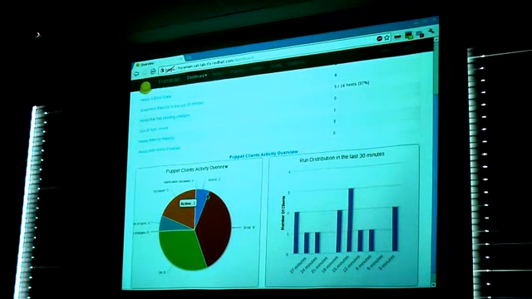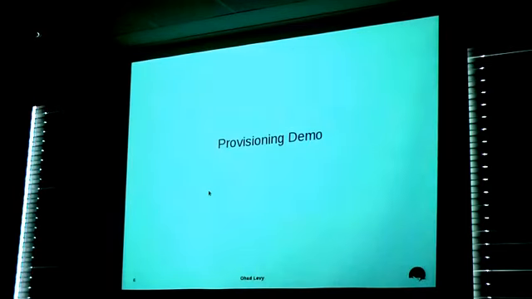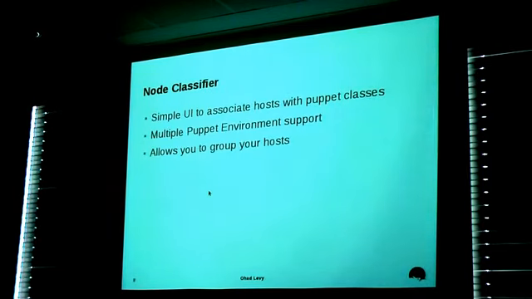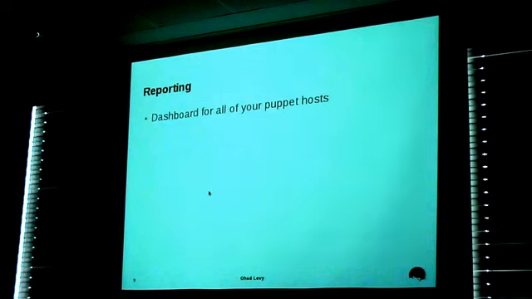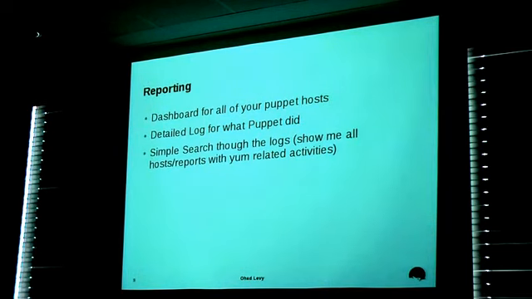Any more questions? So we were here. So what about reporting? We have the dashboard we just saw. We saw the log of what Puppet did. We also have the ability to search, for example, find me all Apache related, or all service related, or all YUM related, or whatever it is that we want to look for.